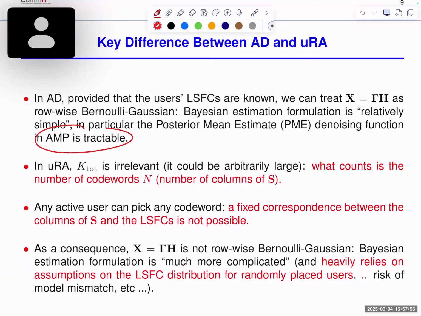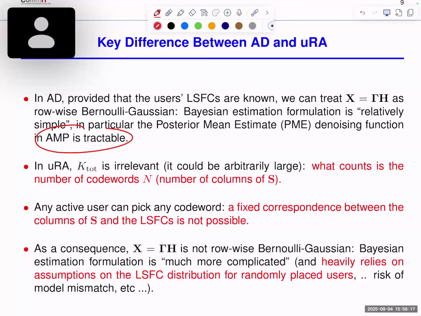The problem with unsourced random access is that every user uses the same code book. Any code word can be used by any user, and so you don't know where the active users are and where they will transmit this code word.